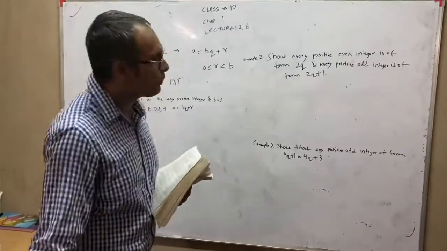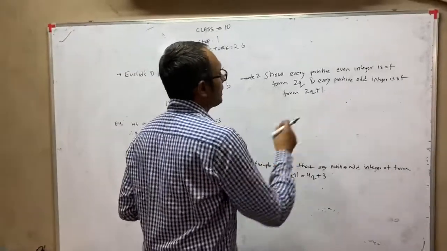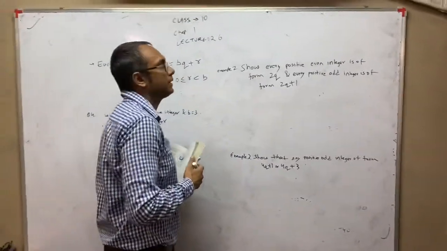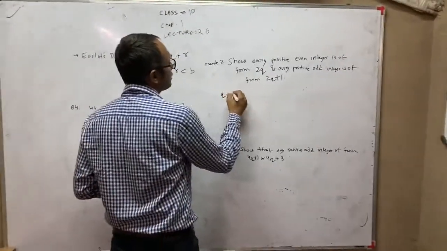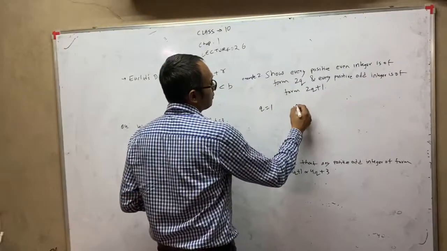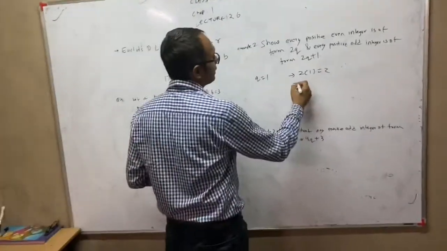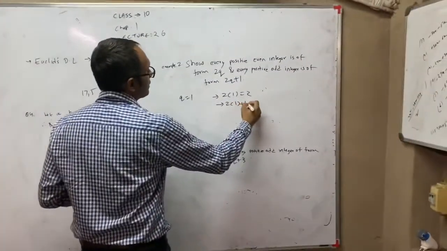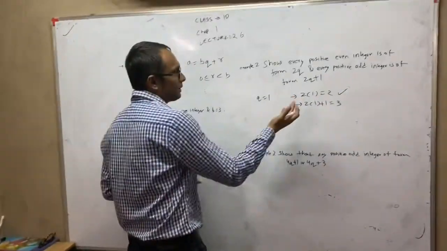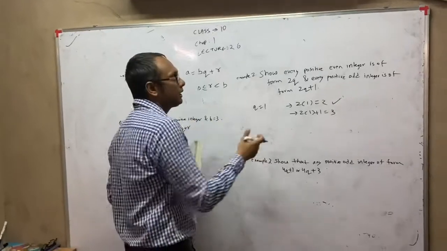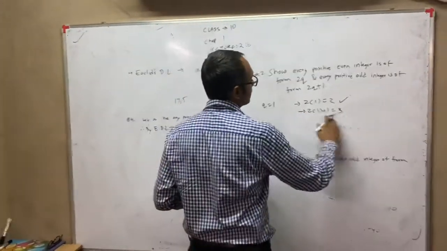Show that every positive even integer is of the form 2q and every positive odd integer is of the form 2q plus 1. Let us just first think about this logically, in the sense, suppose q equal to 1, so 2 into 1, it is 2, and if we put 1 here, 2 into 1 plus 1, so we get 3. So obviously this is even and this is odd. Any number which is divisible by 2, we call it even, and if it is not divisible by 2, it can be odd.